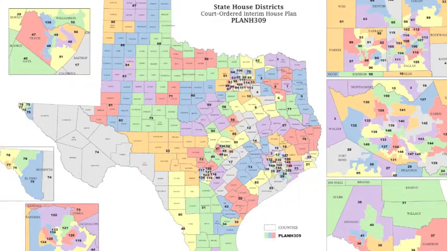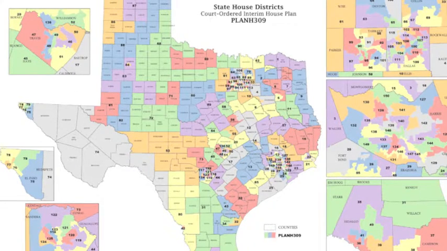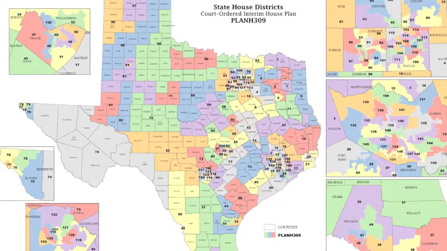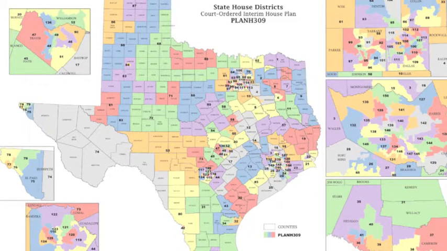So today we're going to be talking about the Texas legislature. Again, as we discussed before, when we talk about the legislature, we're talking about the lawmaking body of government. Three major bodies of government: the executive, the judicial, and the legislative branch.